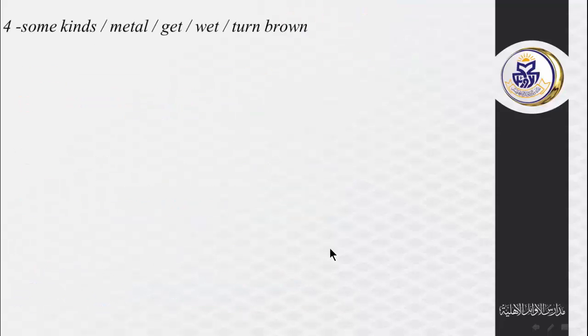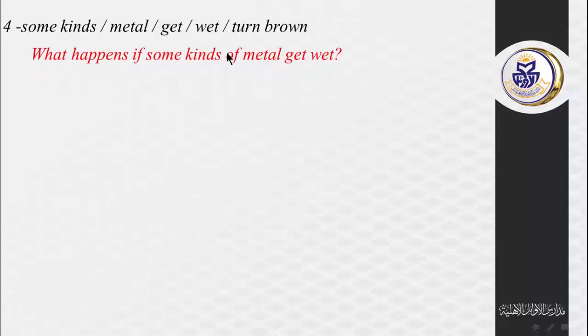Number 4, some kinds of metal get wet, turn brown. What happens if some kinds of metal get wet? What happens if some kinds of metal get wet, comma, what is the result? Yeah, they turn brown. Present simple.